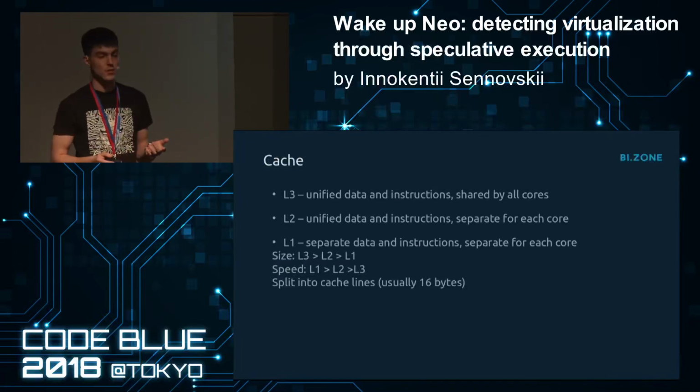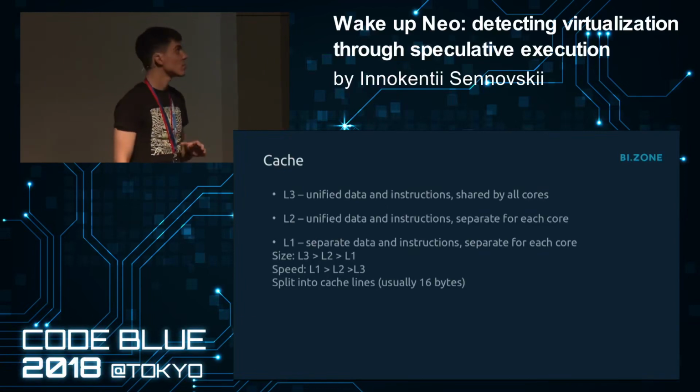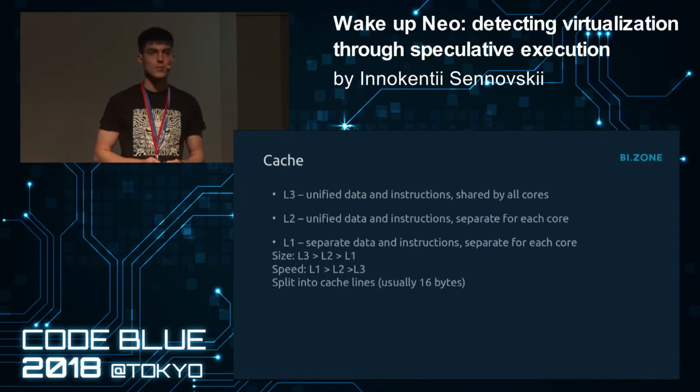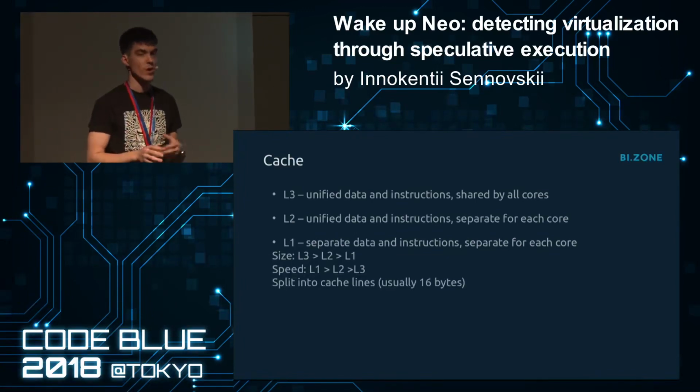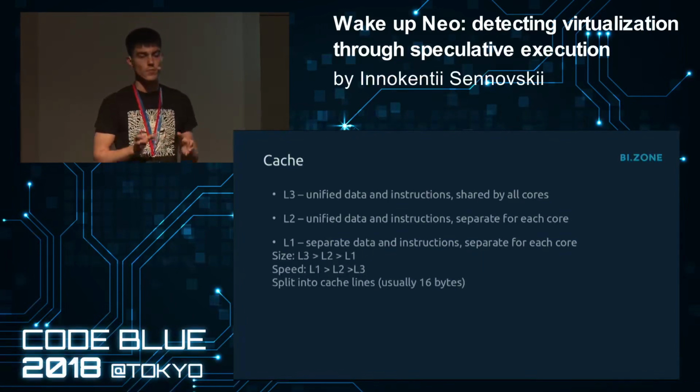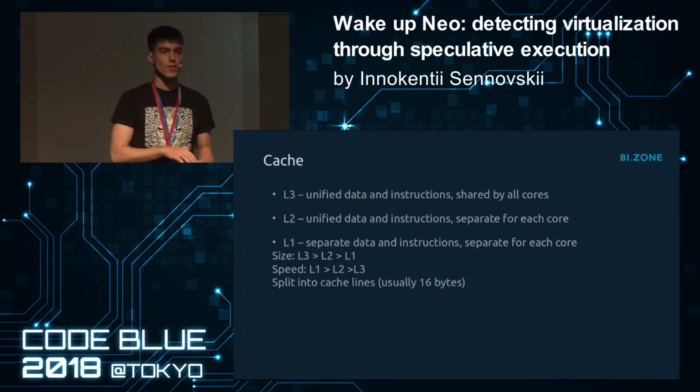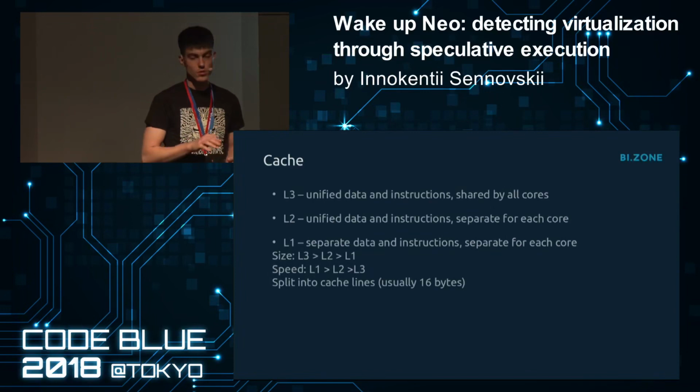They decrease in size from level 3 to level 1, and level 1 is much faster than level 3 and level 2. Also, we have to remember that cache is split into cache lines, which means that if you retrieve 1 byte of data from RAM, 16 bytes of data are actually placed in cache. For example, if you retrieve the first byte from a particular page, the following 15 bytes will also be saved.